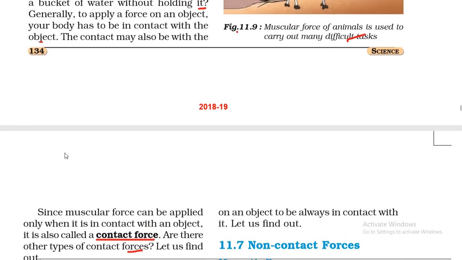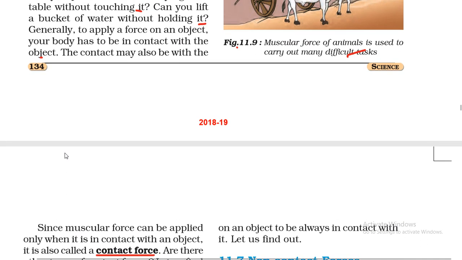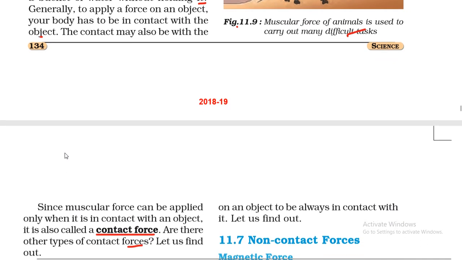So I'm sure you have an idea about contact force. So students, there are different types of forces, but contact force is one of the forces which you can apply by touching an object, and the muscular force is one of the most important examples of the contact force. You can say tension is another example of the contact force. When you stretch a string, there is tension in the string and it tries to regain its original shape.